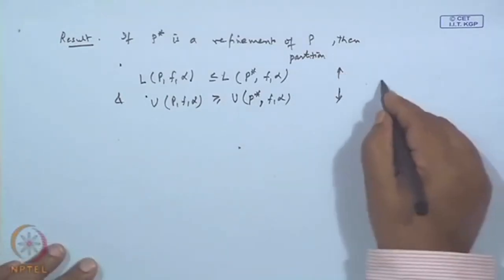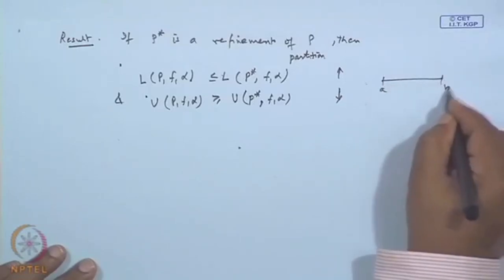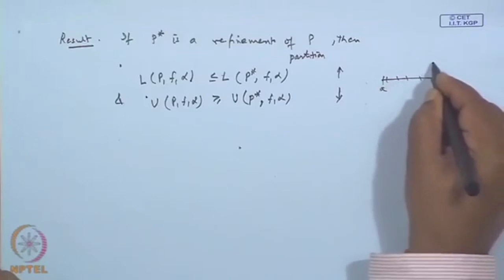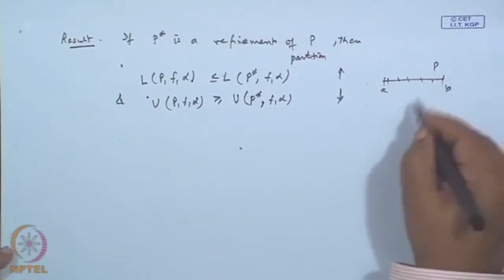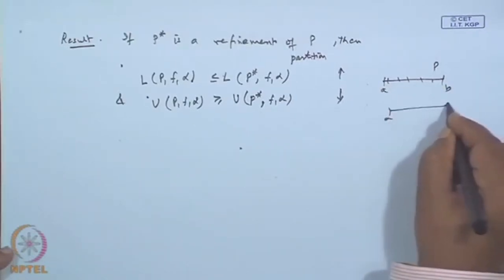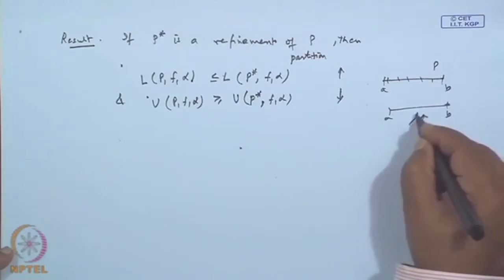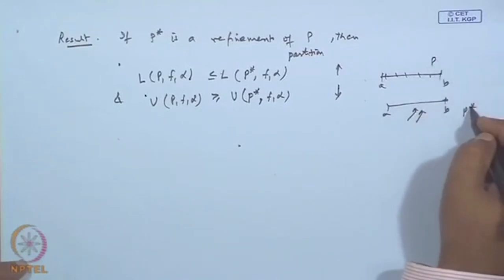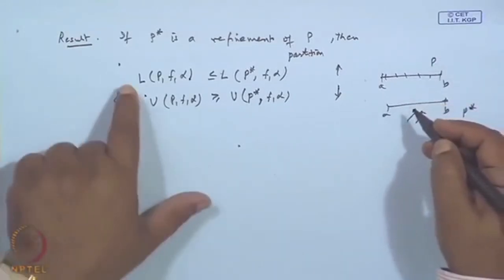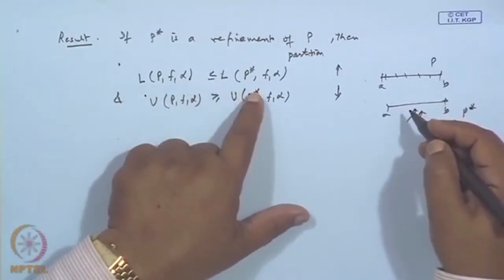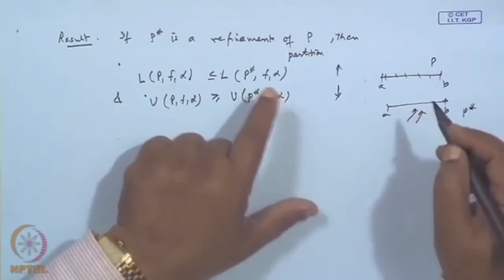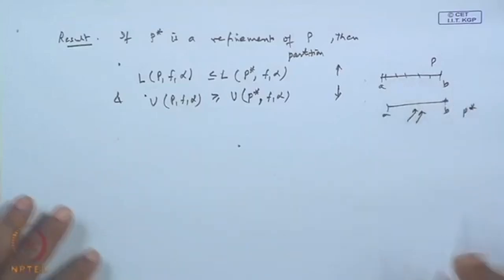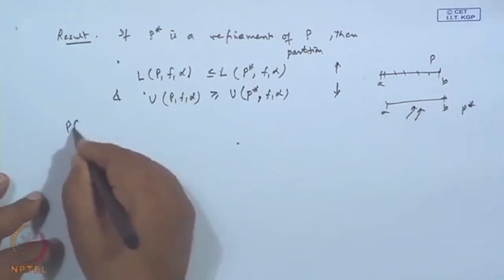So, when you divide the interval AB into a partition P, and if I introduce a few more points in it and get the partition P star, which is the refinement of P, then in that case the lower sum will increase while the upper sum will decrease. So, that is the proof. So, proof is this.